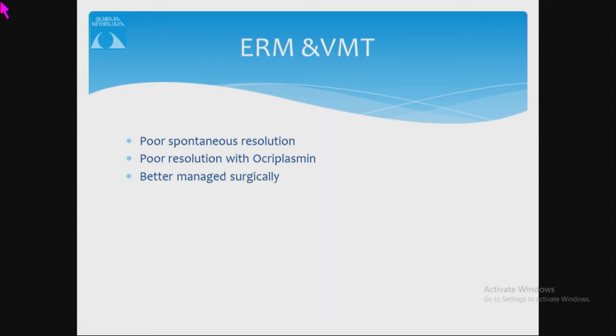In patients with VMT associated with ERM, they found poor spontaneous resolution. Poor resolution was seen even with ocriplasmin, and the only way of management left was surgical intervention.